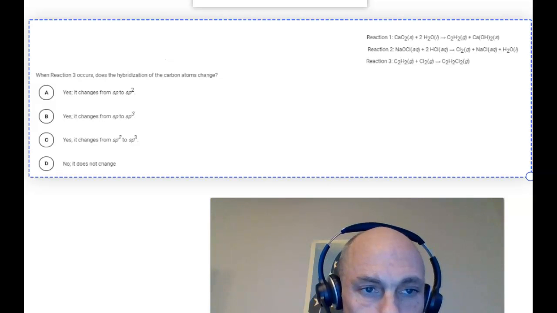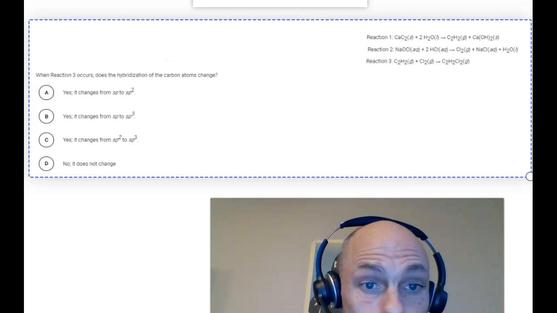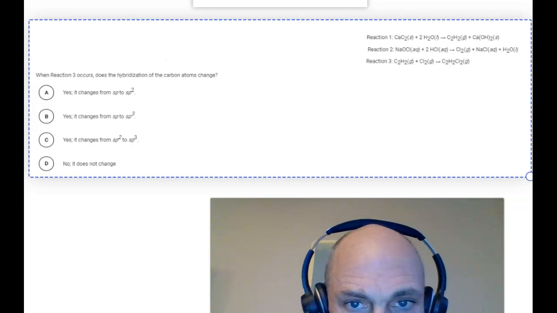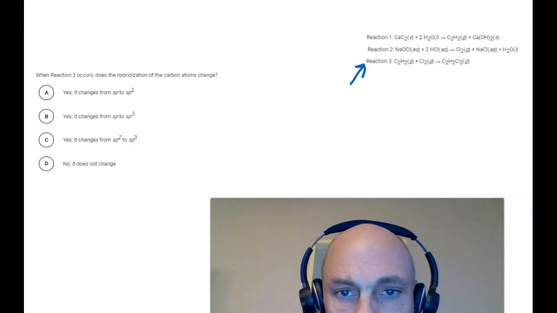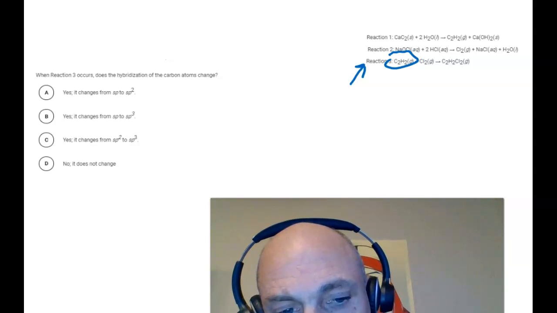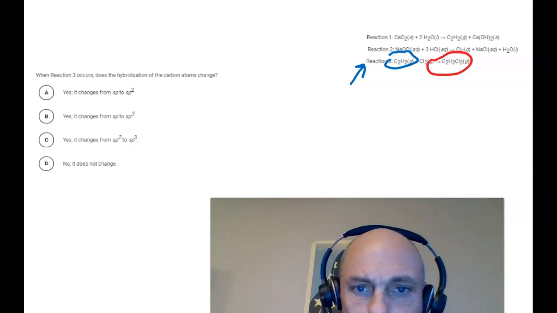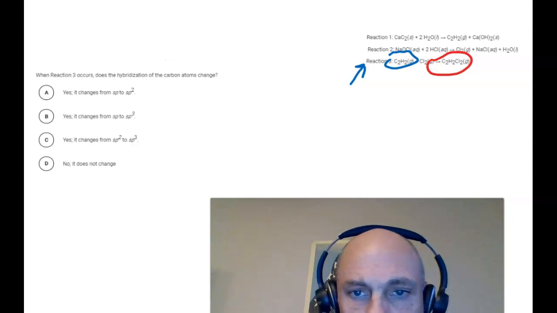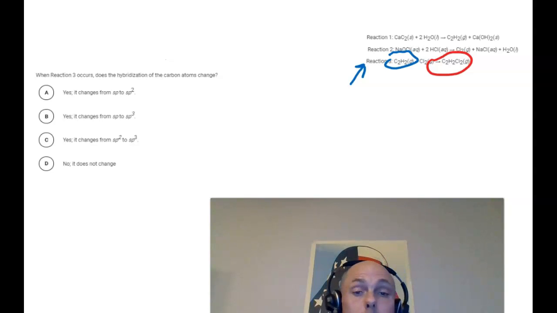All right, third practice question, maybe just two to go. When reaction 3 occurs, does the hybridization of the carbon atoms change? So reactions 1 and 2 are decoys. We're just looking at reaction 3, and we're looking at the carbon atoms in the reactant compared to the product. And again, these are symmetrical molecules, so the hybridization in both carbon atoms on the reactant side are the same, and the hybridization of the carbon atoms on the product side must be the same as well. To do this, you've either got to visualize the Lewis structure or draw it.